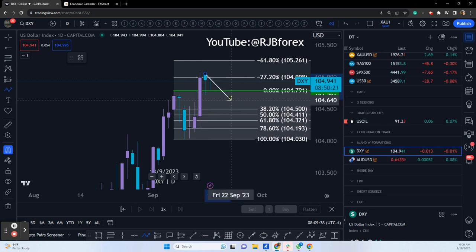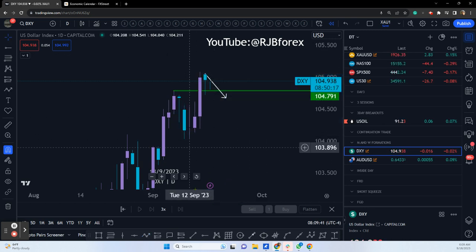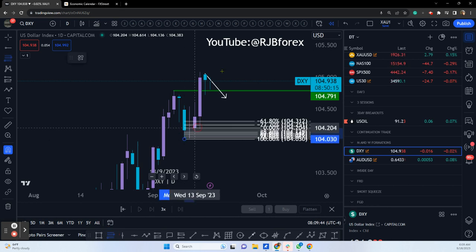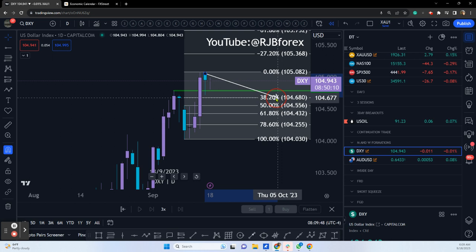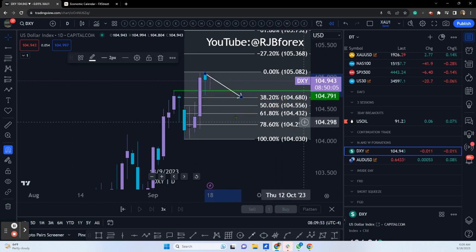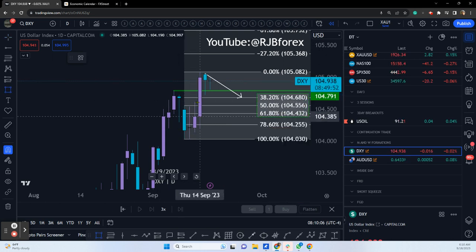All right, and then if we measure the length of the impulse with the Fibonacci, we've got the 38.2 as 104.68, and then various targets below within that Fibonacci scale. So this being the core of the support area potentially as we come into prior highs and so forth. All right, all this stuff in here is an area that we can target.